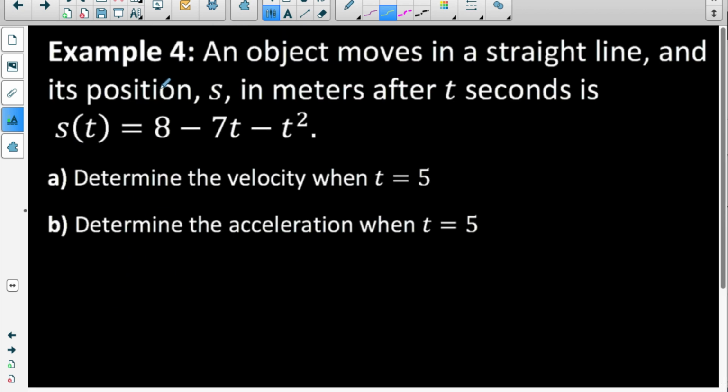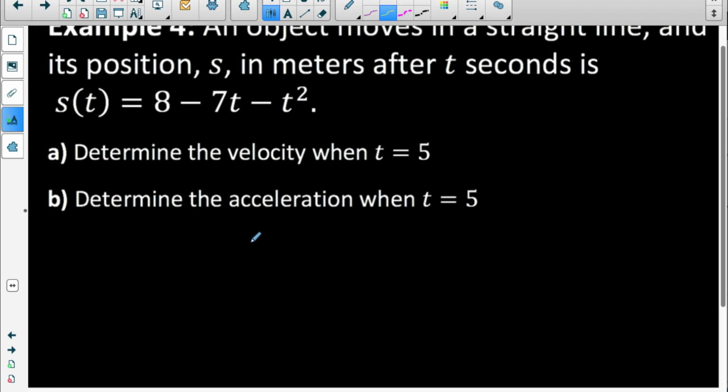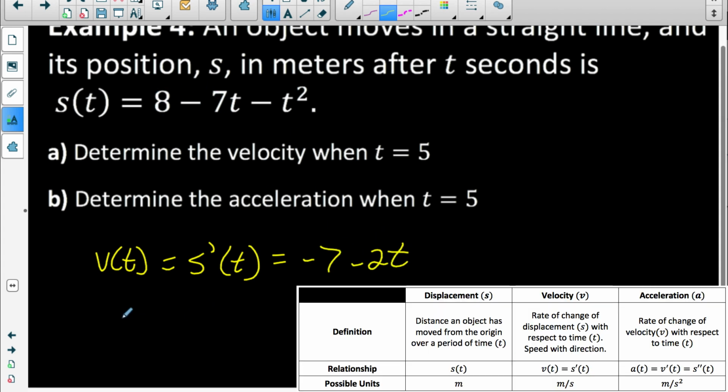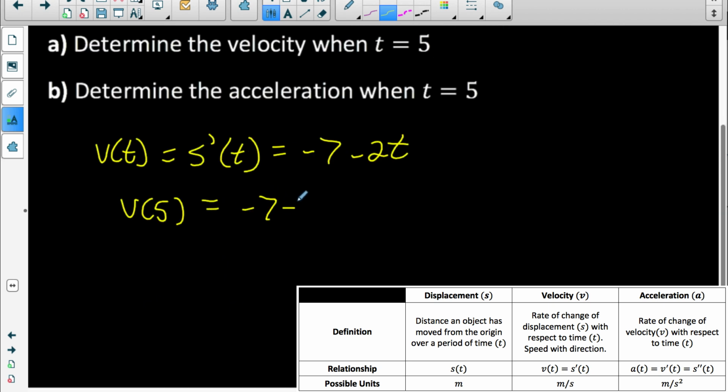Example 4, an object moves in a straight line and its position s in meters after t seconds is given by this equation. Determine the velocity and acceleration when time is 5. Well, if we have a position function, we can calculate the velocity by just finding the derivative of its displacement function. So s prime at t equals, differentiate this, 0, negative 7, minus 2t. And let's find the velocity at 5. So all we have to do is negative 7 minus 2 times 5, and we get negative 17 meters per second.